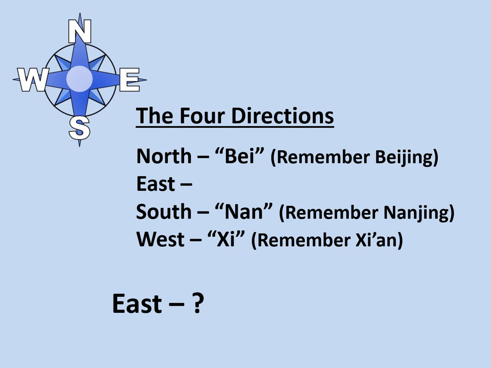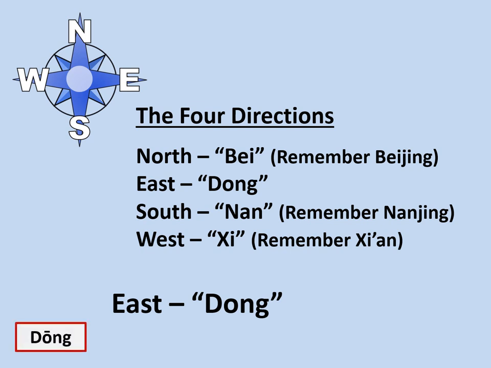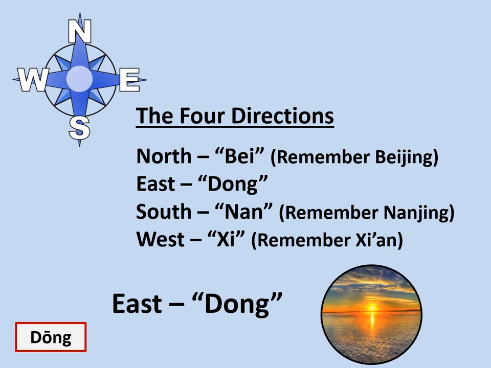We will use another method to remember the Chinese word for east. The word for east is Dong. Well, the sun rises in the east, so we use the English word dawn to remember that Dong is the Chinese word for east.